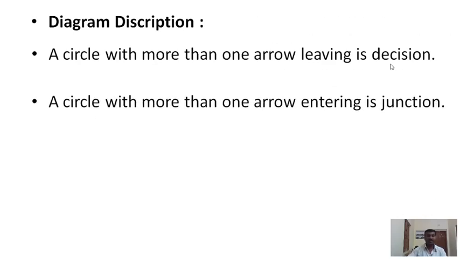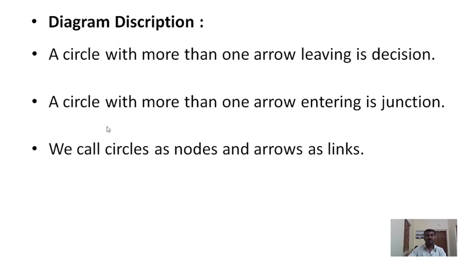Then a circle with more than one arrow entering is a junction. For a circle, if more than one arrow is entering into the circle, that point acts as a junction. If diverging or leaving is there, it comes under decision. If merging is there, or one or more arrows come into that circle or node, it is called a junction. Then we call circles nodes and arrows links.